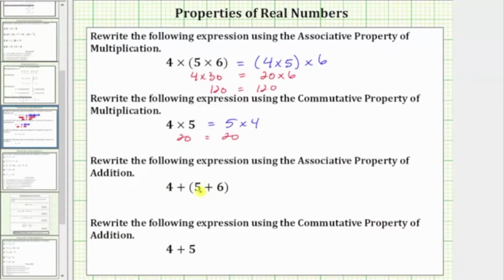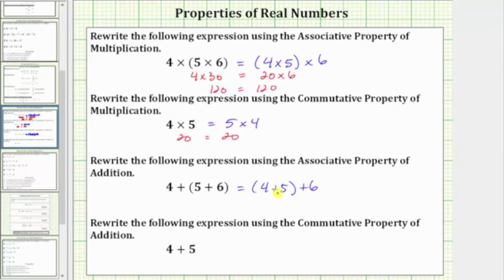So for the given expression, we have grouping symbols or parentheses around the 5 plus 6. Applying the associative property of addition, this is equal to the quantity 4 plus 5 plus 6. Notice now the grouping symbols or parentheses are around the sum 4 plus 5.